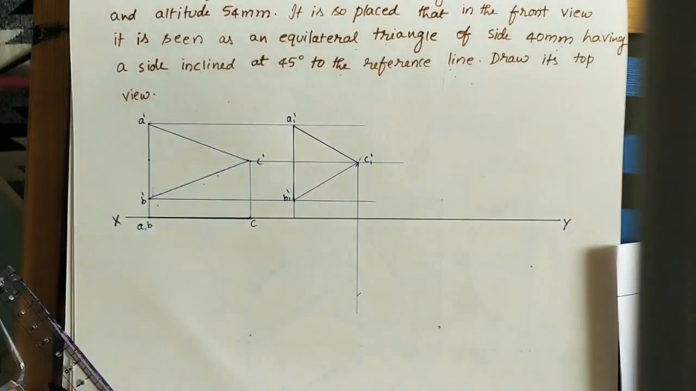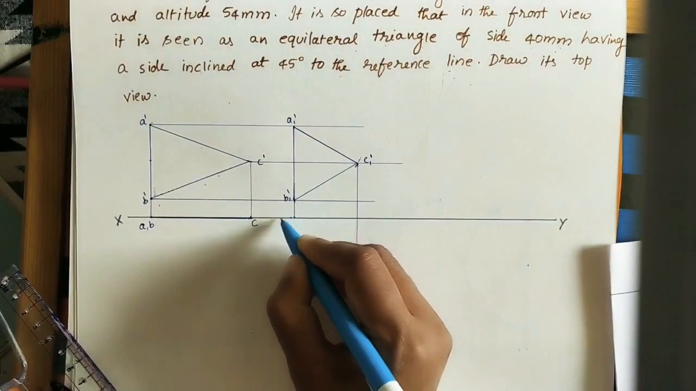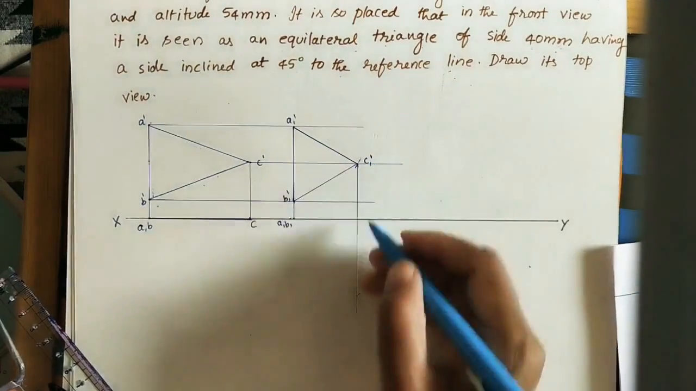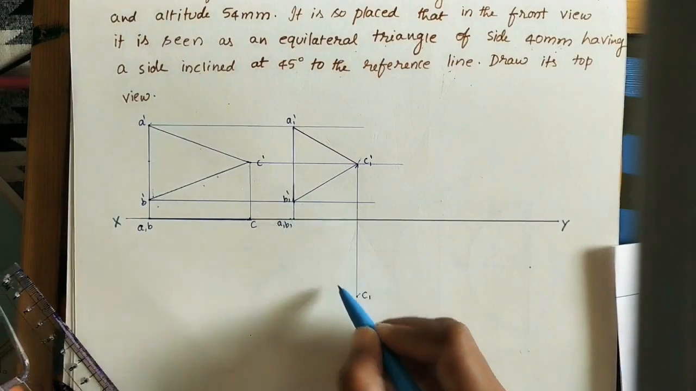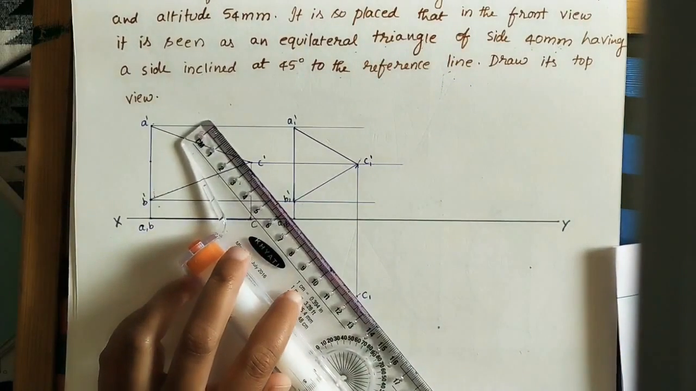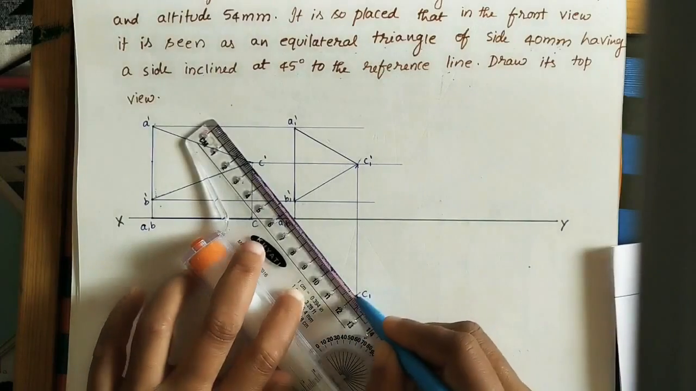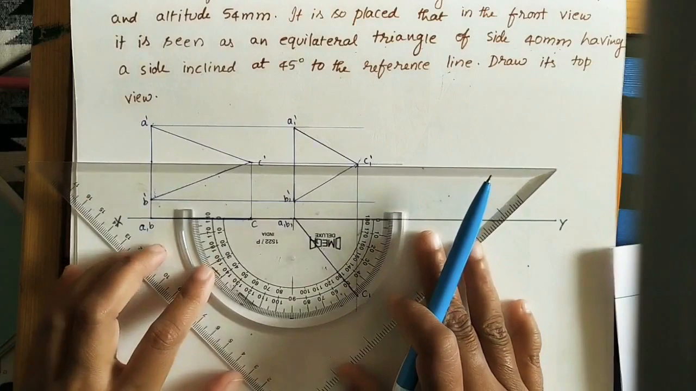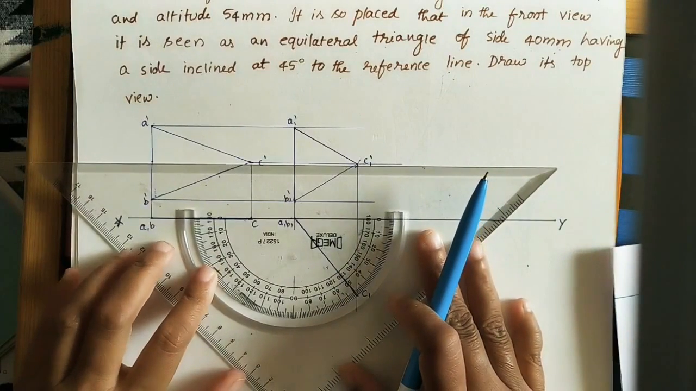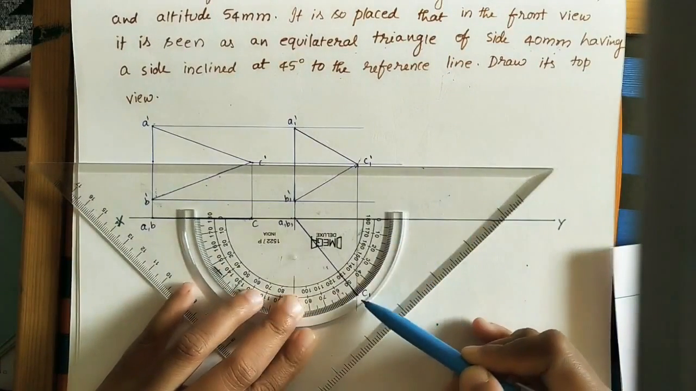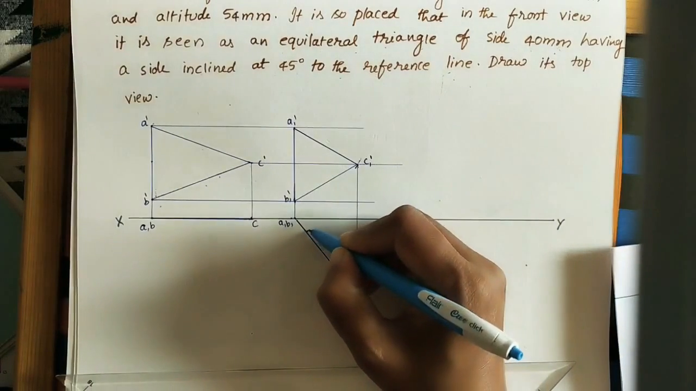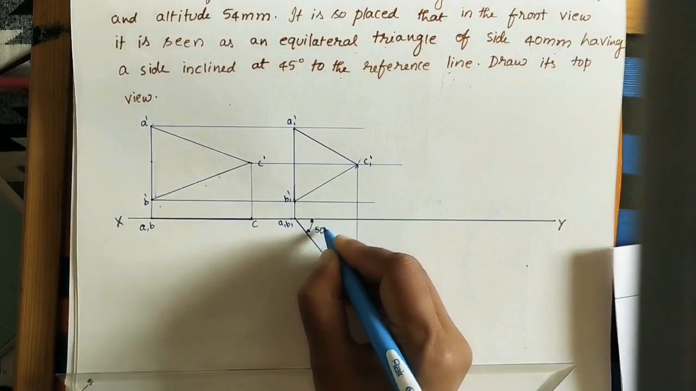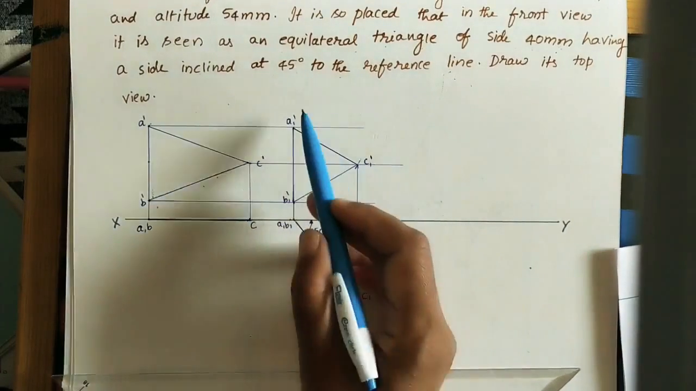Now take this point as A1, B1. Both are coming at the same point. This point is C1. Join A1 B1 to C1. You will get the inclined plane. Just measure this angle by using the protractor. So this angle is showing 50 degrees. So mark 50 degrees here. When the plane is making 50 degrees, this isosceles triangle is looking like an equilateral triangle.